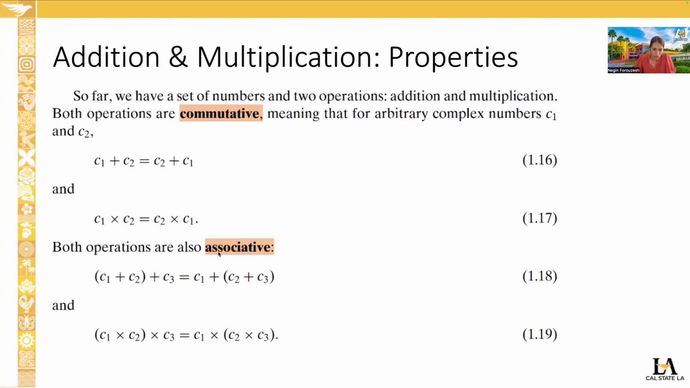The other property is associative. It means that you can change the grouping of addition or multiplication. If you have parentheses over the first two, it means that first you run this addition and then you add the result to C3. Here it means that first you add C2 and C3 and then you add C1 to that result. It doesn't matter, they're equal. Same thing with multiplication.